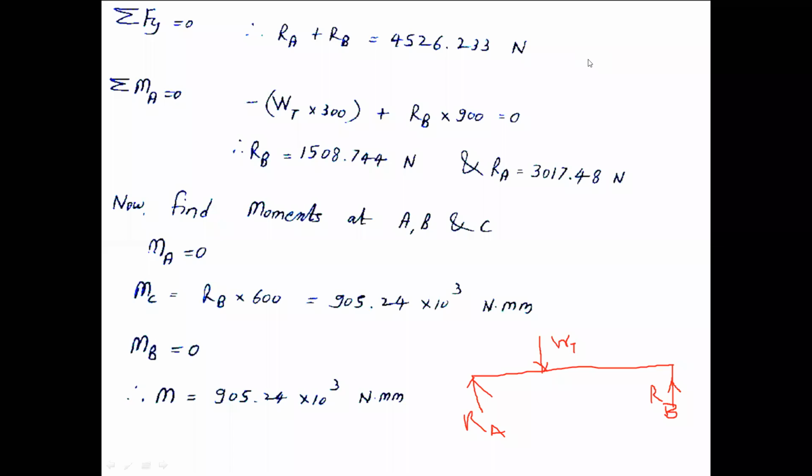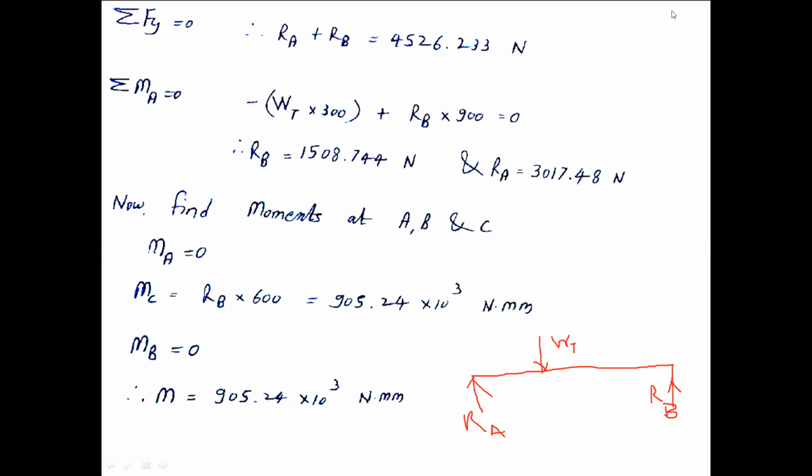It is very clear. If you take total vertical forces, then RA and RB are the vertical upward forces, which is equal to the weight, 4526.23. This is one relationship. Now there are two unknowns, so we can simply go for a moment about A. There is a clockwise moment, which we consider as negative. So Wt multiplied by 300 is one moment. There is an anti-clockwise moment, RB multiplied by 100.